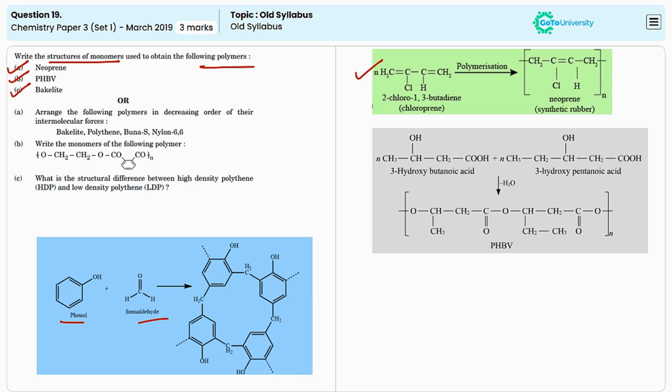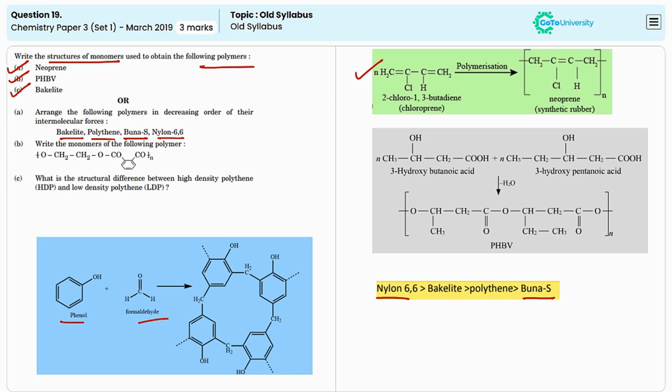Let's come to the next question. We need to arrange the given polymers in decreasing order of their intermolecular forces. And the polymers are bakelite, polythene, Buna S and nylon 66. Among these four, the strongest type of intermolecular interaction is present in nylon 66 and the least strong one is present in Buna S. So we can arrange them as nylon 66 greater than bakelite, which is greater than polythene, and the least one is Buna S.